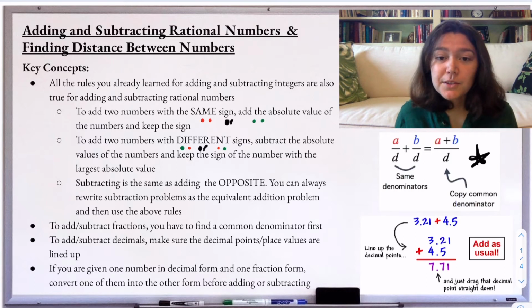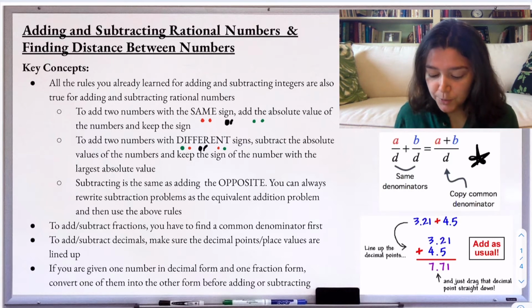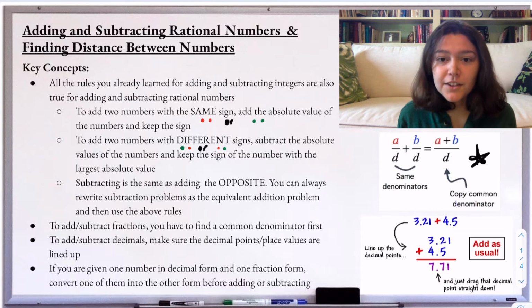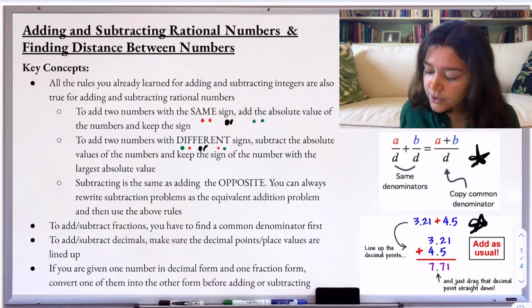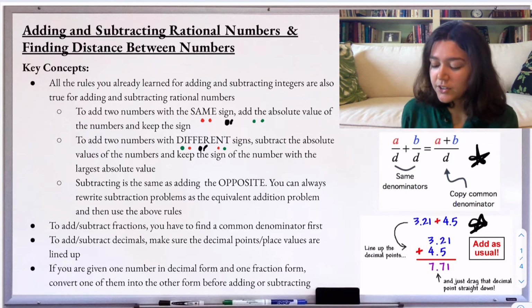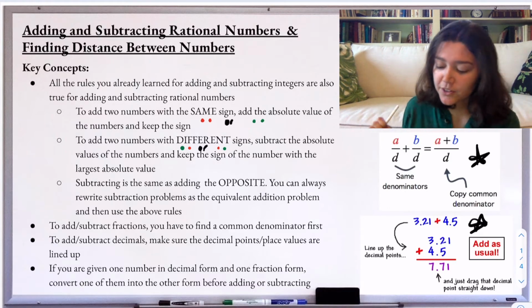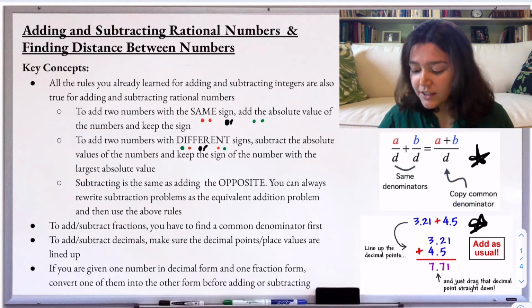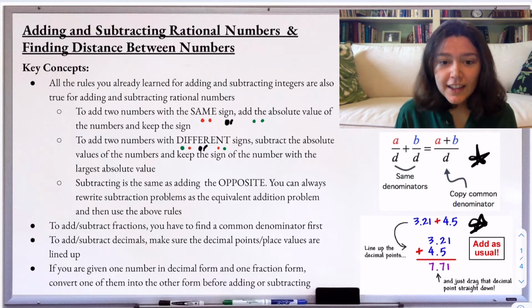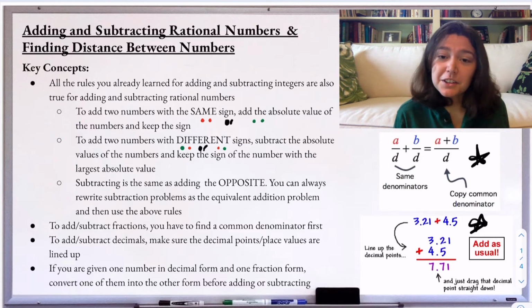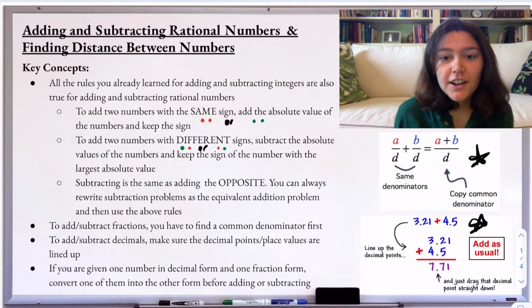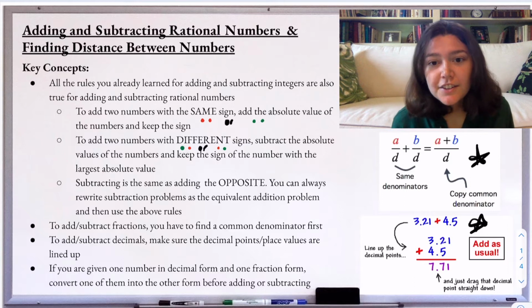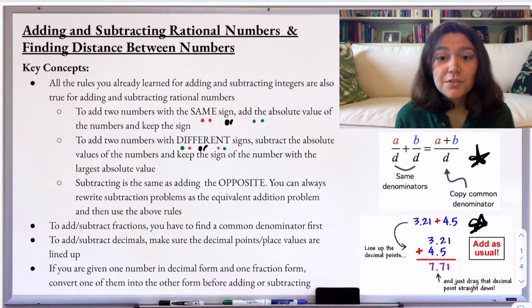Rational numbers can also be expressed in decimal form. We're going to make sure that the decimal points and place values are lined up. So we just see this down here. When you're adding 3.21 plus 4.5, you line them up so the decimal points are on top of each other, and then you just add straight down. And then our last note is that if you're given one number in decimal form and one number in fraction form, you're going to want to convert one of those into the other form and then either add them as decimals or add them as fractions. It's hard to add fractions and decimals when they're in different forms.